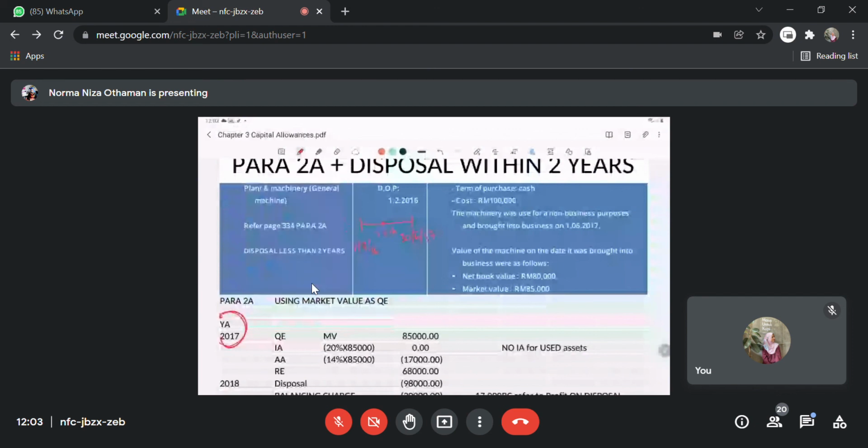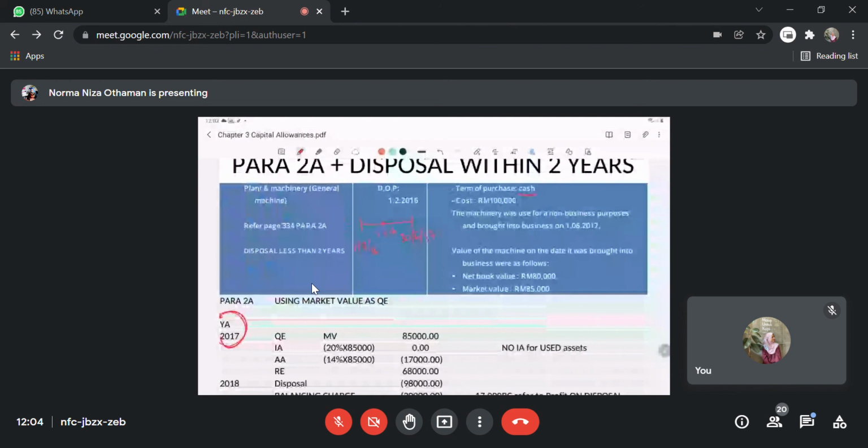Alright. And then here it gives the term of purchase by cash, not by hire purchase, right? So it gives the cost is 100,000 and the machine was used for non-business purpose and brought into use on 1st June 2017. Okay, so you have to look at this date too; brought into use is its date, right? So it is still within year of assessment 2017.